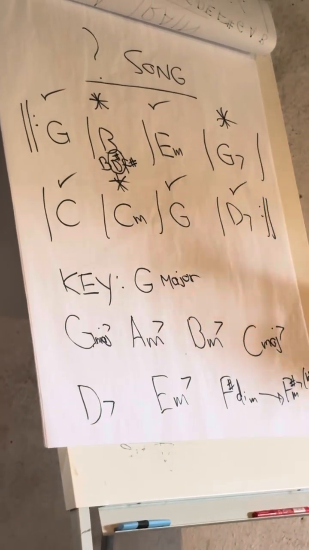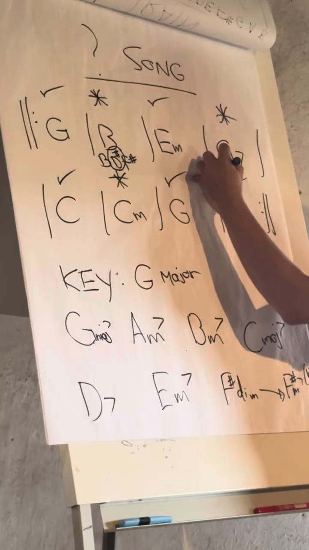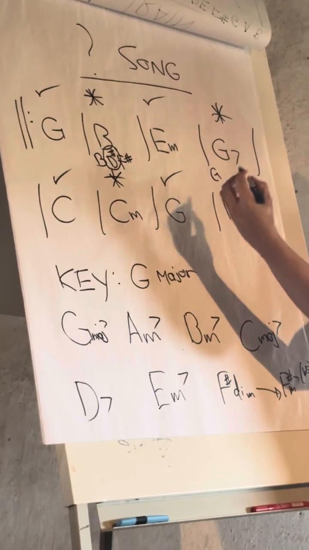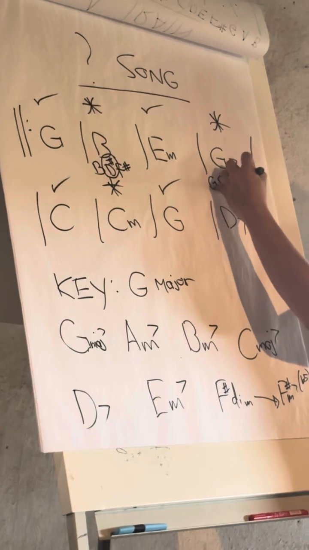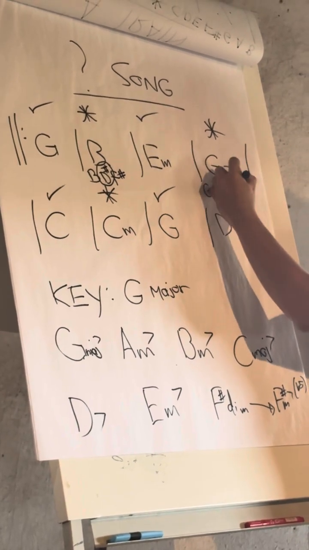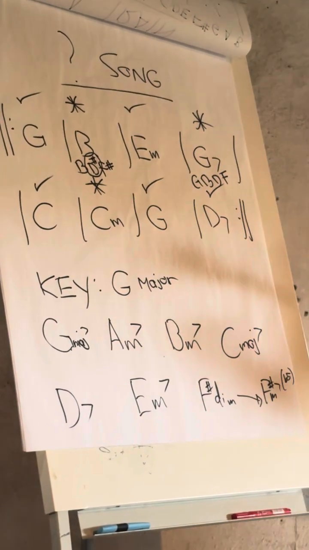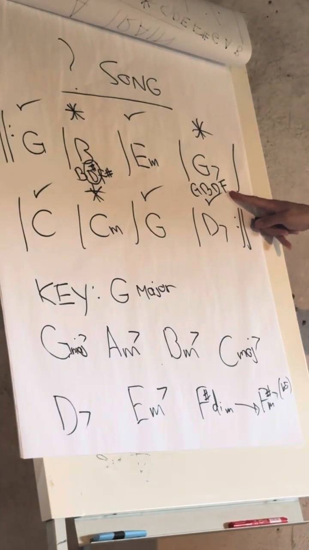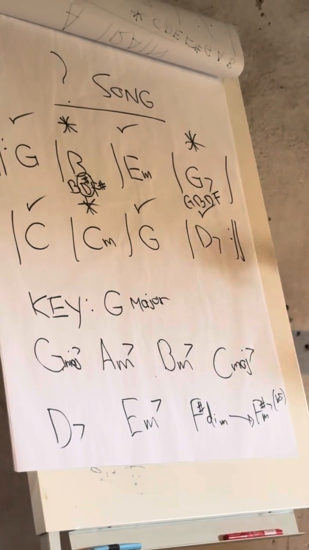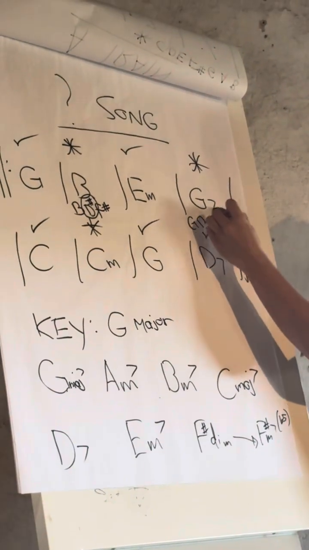G7, what are the chord tones there? G, B, D, F. Remember, if you play a G7, you play an F natural. So F in this case is actually the one that doesn't belong.